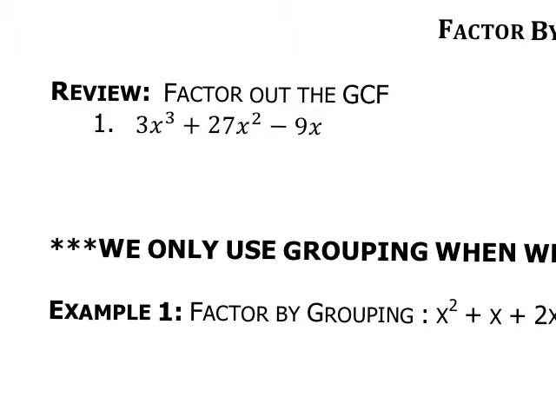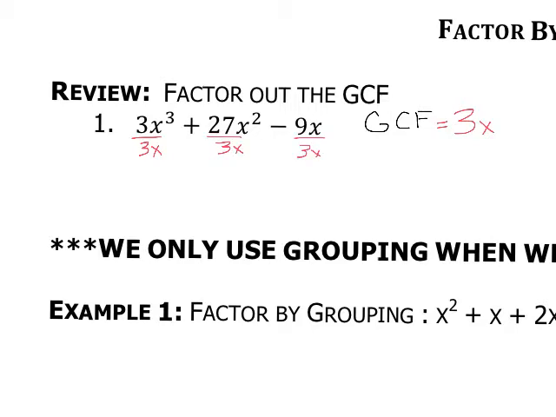I need the biggest number and variable combination that will come out of each of those terms. So what can I divide out of 3, 27, and 9? 3. So my GCF is 3. And then, how many x's can I take out of each of those? Just a single x. So 3x would be my GCF. So I'm dividing each of these pieces by 3x.